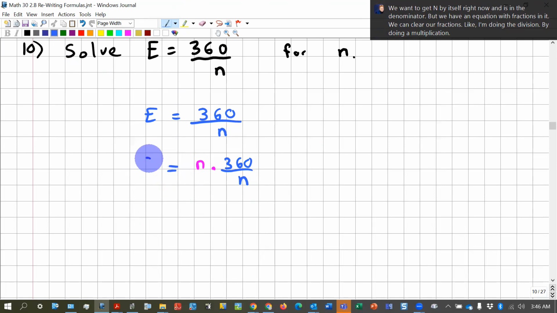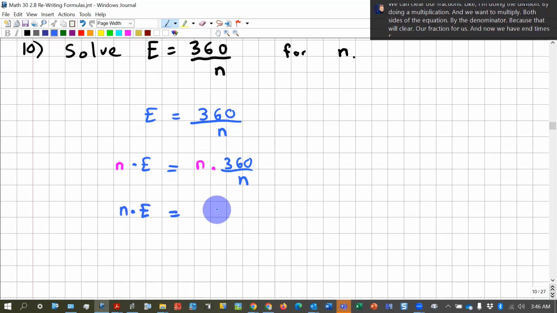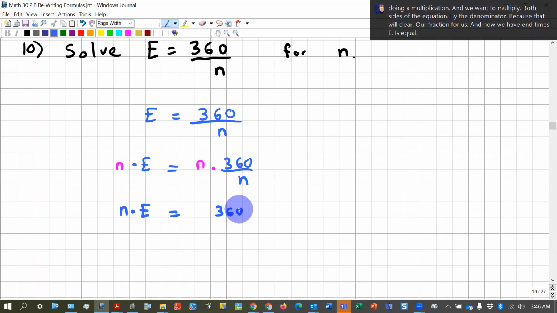And we want to multiply both sides of the equation by the denominator. Because that will clear our fraction for us. And now we have n times e is equal to 360. Because on the right, the n's divide out and we have 1 times 360 is 360.